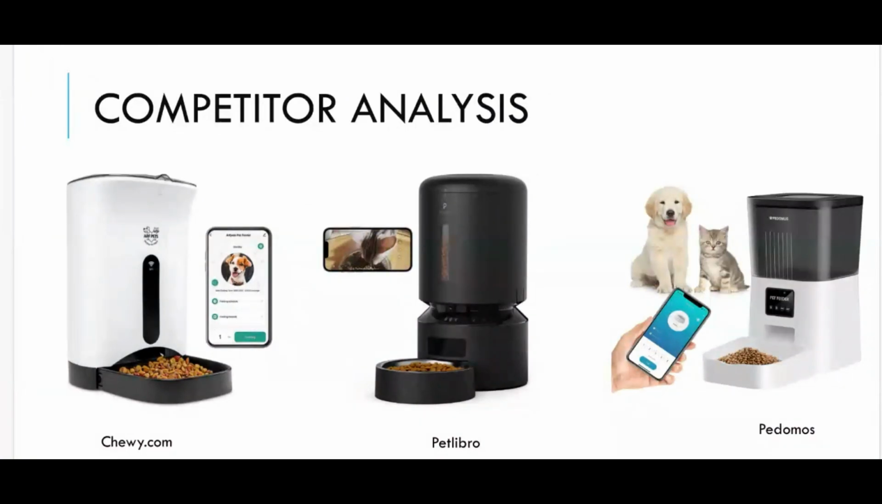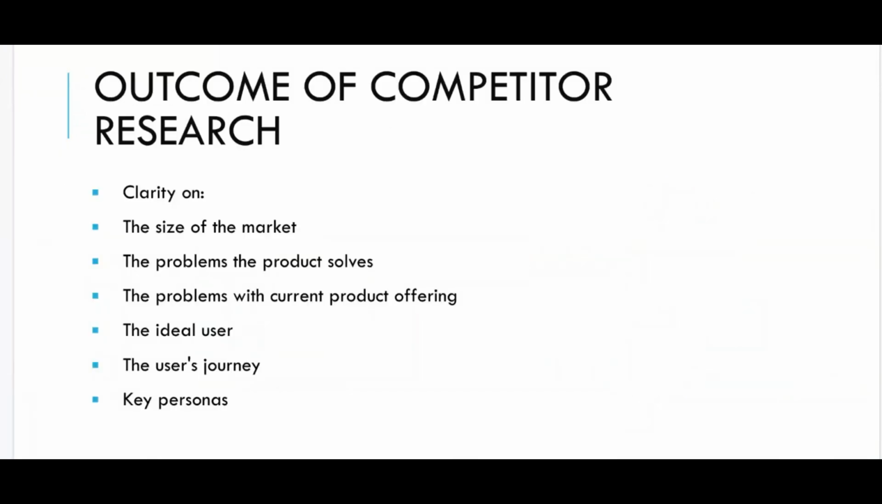So in your competitive analysis, you would have uncovered these products, for example, like Chewy.com has a product similar to what we're trying to build that has an app and is a pet food dispenser. There's also Pet Libero that's doing the same thing. Pedomus is also doing the same thing. So there are competitors out there. That's a good sign, which means that somebody else has identified this gap as well and have actually developed something already, so we can see how successful they have been to know how successful we may be when we also take on the market.